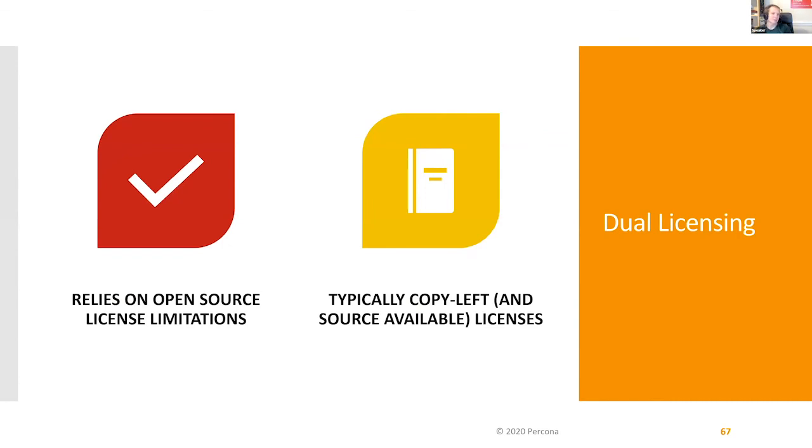If you're employing the dual license business model, then this really relies on open source license limitations. You wouldn't get a lot of dual licensing if you license everything under something like the BSD license, for example, because somebody can already take it and run it for free and do derived work for free. So in this case, you are looking at copyleft and source available licenses, especially if your product is of a nature where competition with cloud vendors may exist.